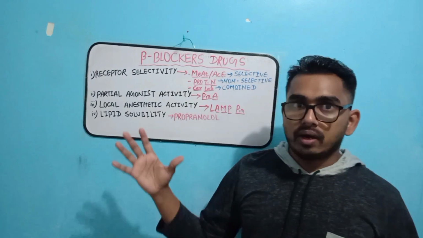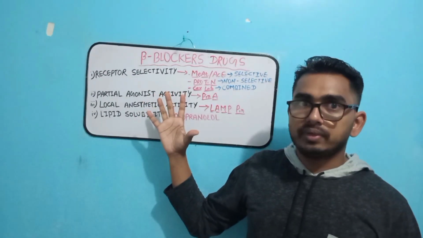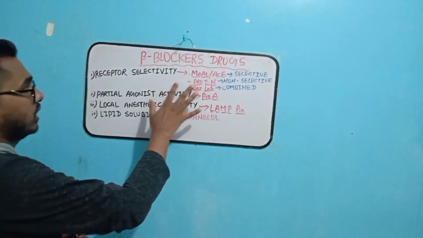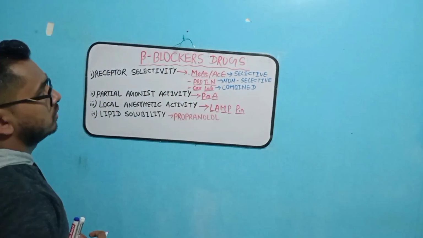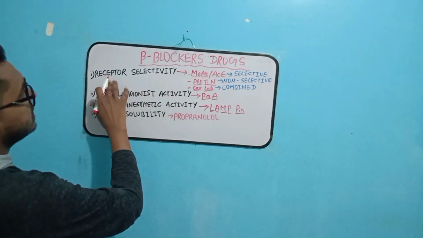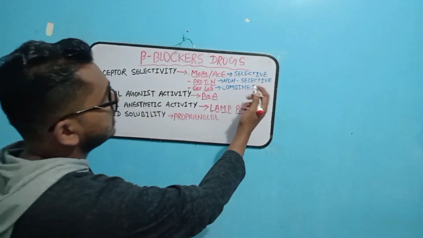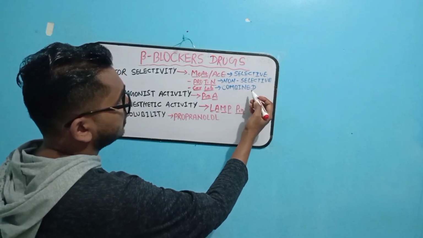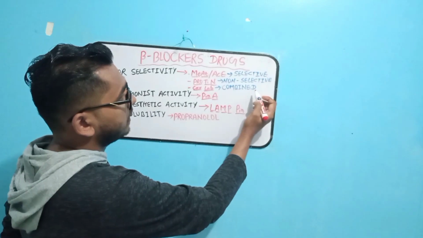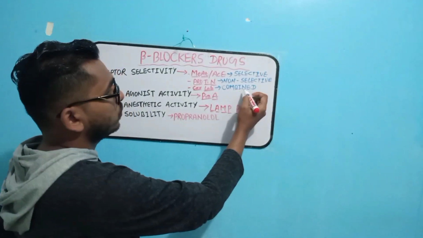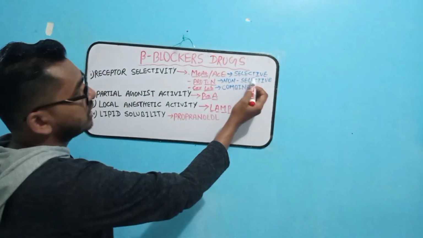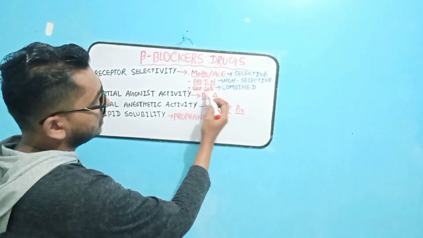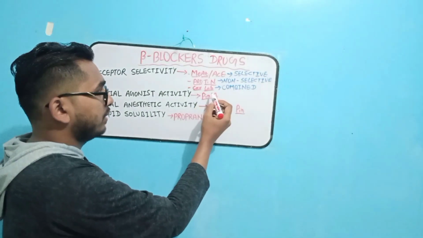So now let's recap all our mnemonics in one place, so we can easily memorize them. The mnemonics for the receptor selectivity have three parts: the selective, non-selective, and the combined. In the combined, these drugs can affect both alpha and beta receptors, so it's called the combined. For the selective, there is the meat, ACE. For the non-selective, there is protein. And for the combined, there is the car lab.